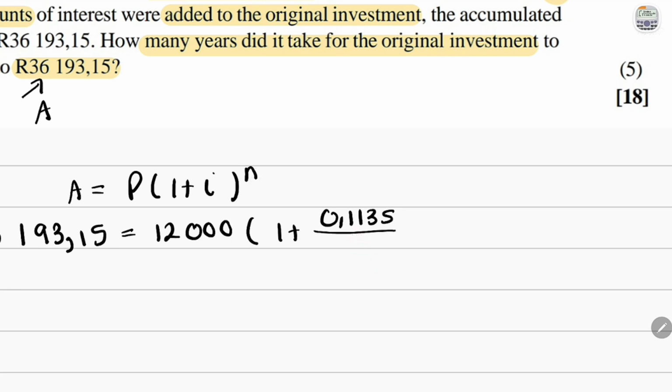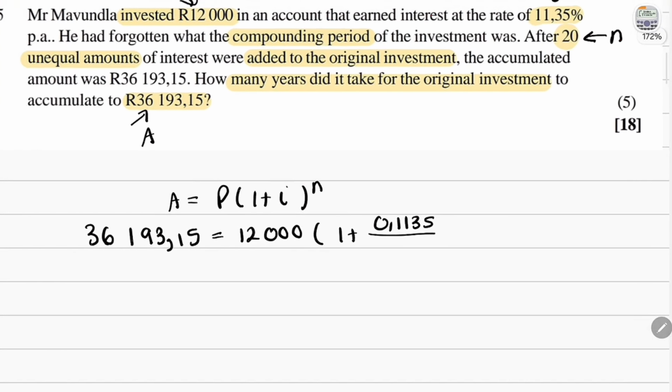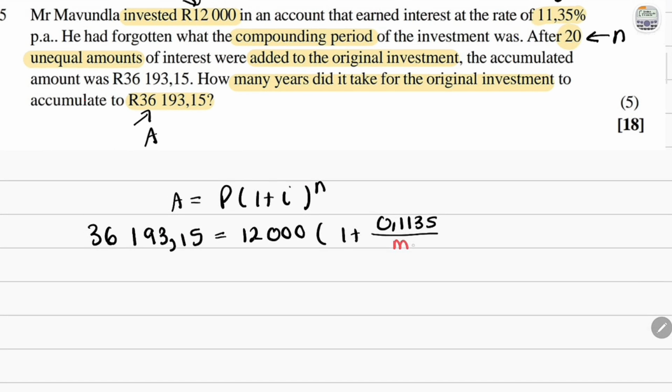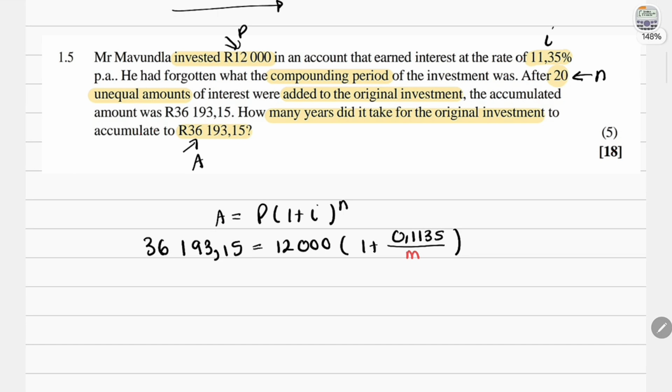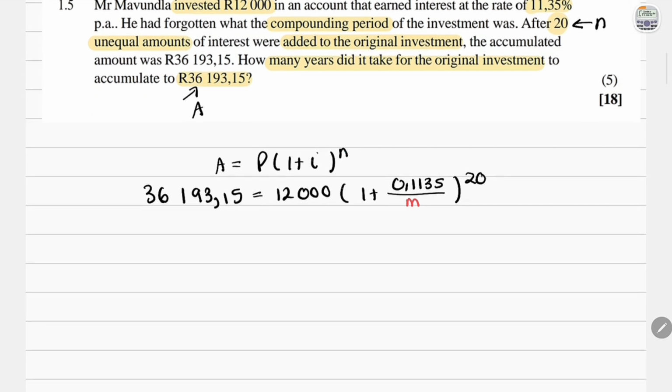Or M. The reason I'm thinking of calling it M is because when you're converting one compounding to another, not effective and nominal, they usually call that M. So I'll call it M, but you could call it anything. X is even fine. And then we're raising it to the power of 20, because we know it's going to gain interest 20 times, 20 sets of interest. Okay, so this is what we have.